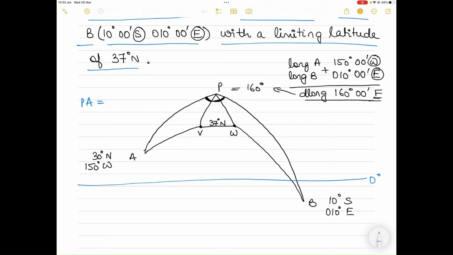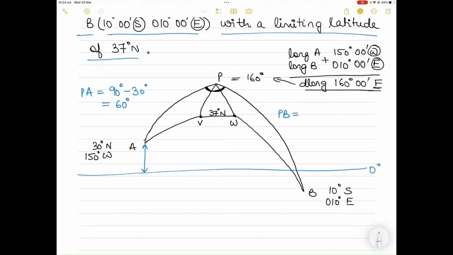All right, so PA, what is PA? Now remember, from pole to the equator is 90 degrees, and from A to the equator is of course the latitude of A, 30 degrees north. So PA would be 90 degrees minus 30 degrees, which is equal to 60 degrees. So from pole to the equator is 90 degrees, from A to the equator is the latitude of A, which is 30 degrees. So naturally PA would be 90 minus 30.